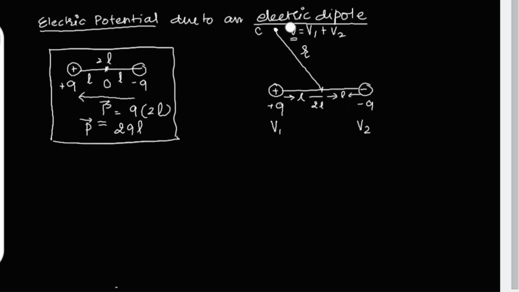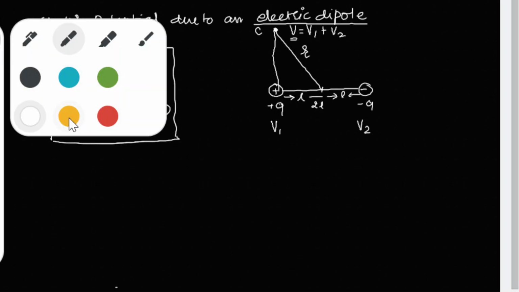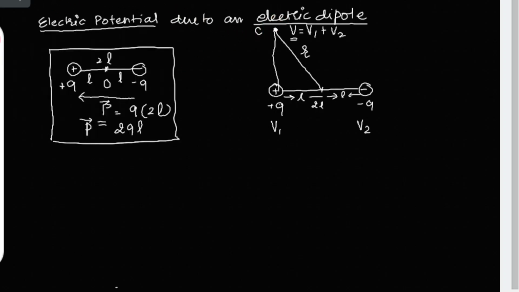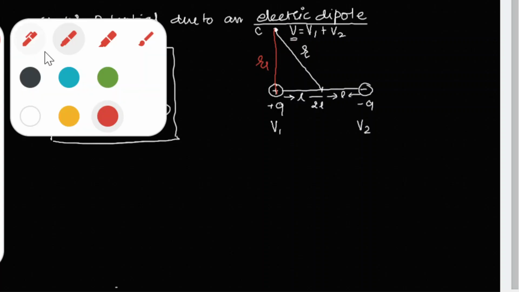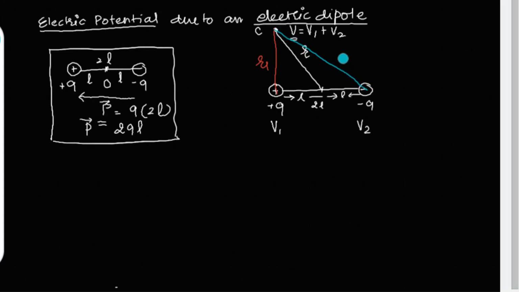Are you getting this? Now we have seen that this point C is at distance r from the center of the dipole. Now let us consider this distance with a different color so that we can remember it. This is, suppose, r1, and let us consider this other distance as r2.